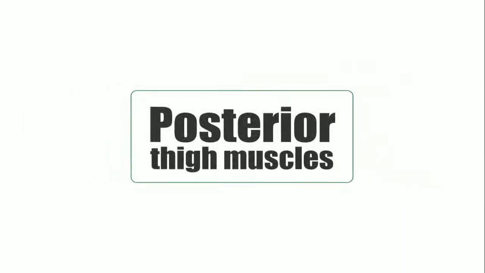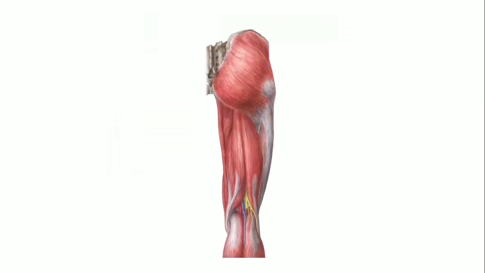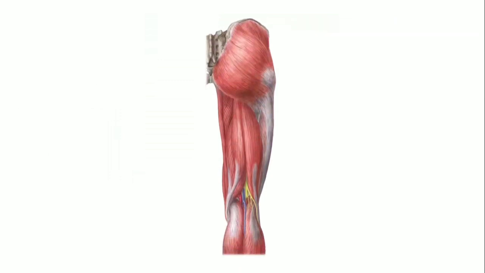Posterior thigh muscles. This is a group of muscles that you find on, of course, the posterior or the dorsal side of your thigh. These muscles are very important for your mobility, and we're going to be discussing the different origins, insertions, innervation, and functions associated to these structures.